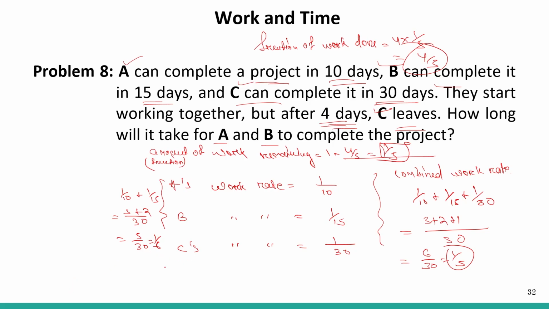Okay, so right now the extra time needed for A and B to finish the project is what? The remaining amount of work divided by the work rate, that is work by work rate. Okay, so 1 by 5 whole by 1 by 6, that is equal to 6 by 5. This much amount of days they will need to complete the project.